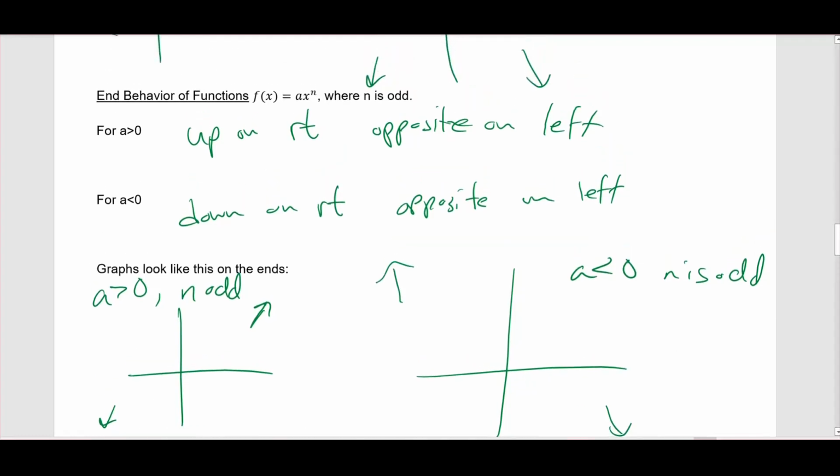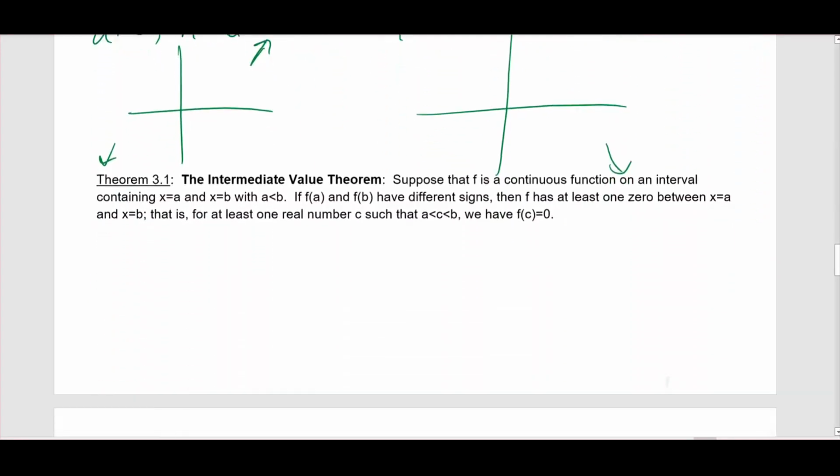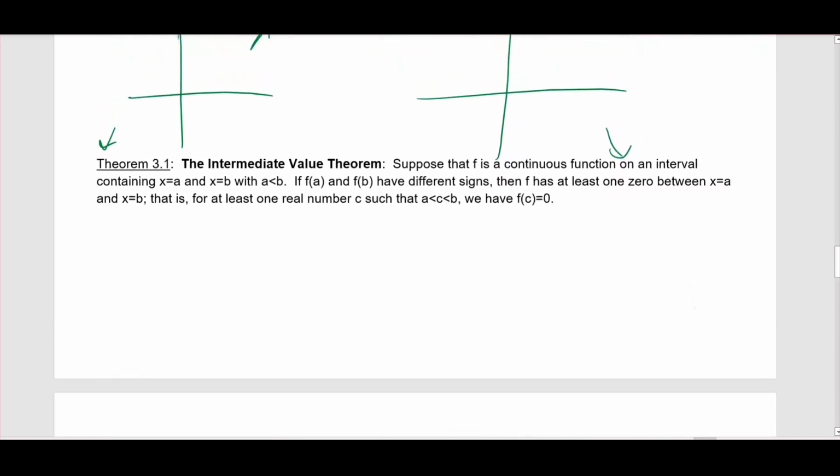Okay, good. So end behavior is a pretty big deal, and it's one of the things that we're going to be looking for with polynomials. And we're going to point to power functions later to decide are we going up or are we going down. Okay, so next, intermediate value theorem.